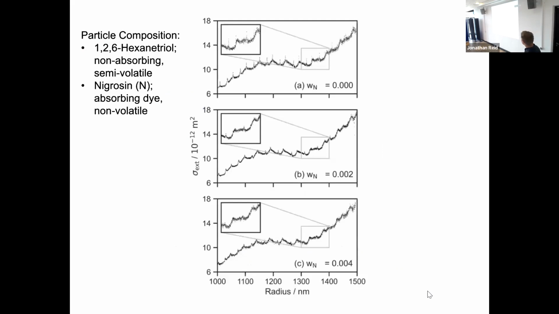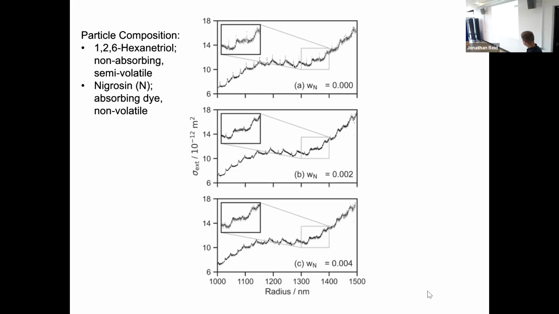So here I've added a nigrosin dye, which again is just a common dye used to benchmark systems. It's non-volatile, so only the hexane triol is leaving the droplet. So on this top plot here, this w_N is the mass fraction of nigrosin in the droplet. So it's pure HT on the top there, hexane triol, purely scattering. We add some small amount of nigrosin dye. You can see the resonance structure decreases, and with some more nigrosin dye the resonance structure is almost completely removed.